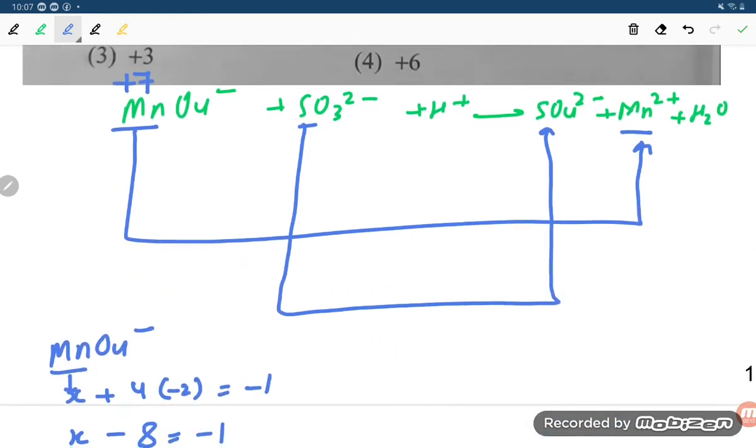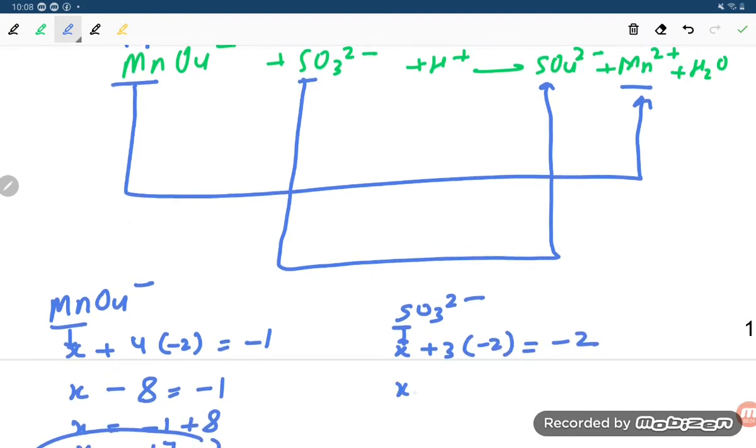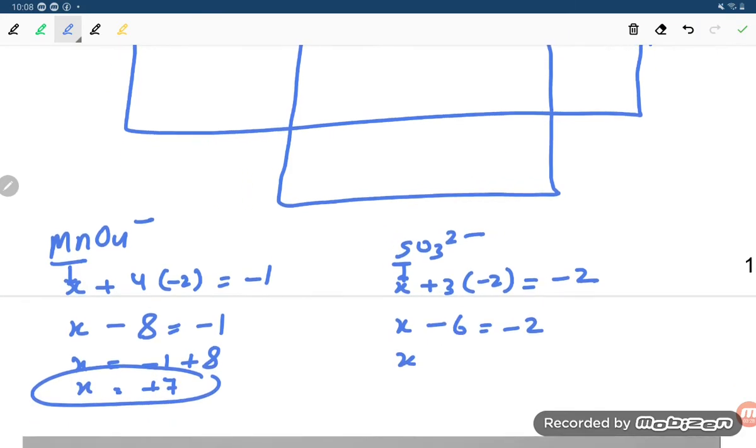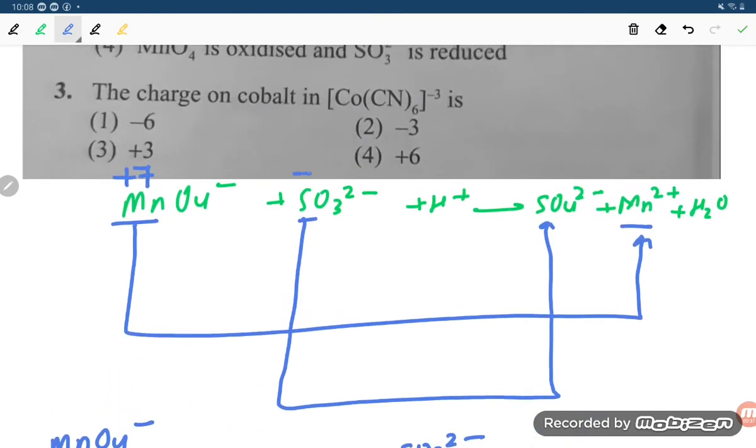Okay. For SO3 2 minus, we calculate sulfur as X plus 3 oxygens, each oxygen with minus 2 oxidation state, and the total charge is minus 2. So what will come, student? X minus 6 equals minus 2, so X equals minus 2 plus 6, so X equals plus 4. So here it is plus 4.